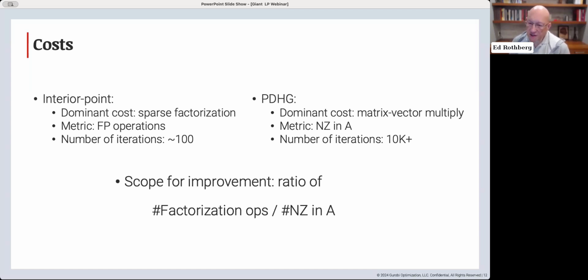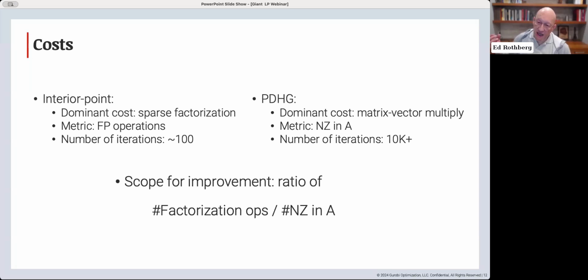For PDHG, the dominant cost is a sparse matrix vector multiply, and the matrix you're using is the A matrix, the constraint matrix. So a simple metric for predicting the cost of an iteration is the number of non-zeros in A, multiplied by the number of iterations. How many iterations? Well, it's hard to say, but I'd say order 10,000 is generally a reasonable estimate.